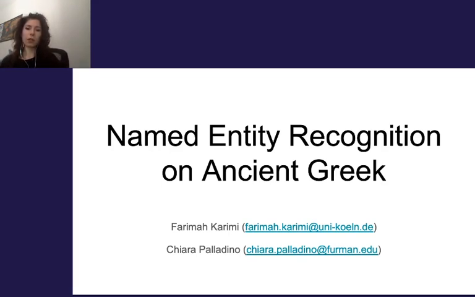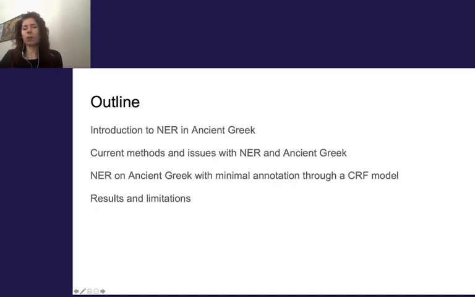entity recognition, specifically for what concerns ancient Greek, the language, and I want to illustrate some of the current methods that are used to perform named entity recognition in this field, which, as you will see, is a bit more peculiar than modern languages in general. And then Farimah will introduce the methodology that we have adopted to perform the entity recognition in a different way on a minimally annotated corpus with a CRF model. And then finally, we will discuss briefly the results and the limitations of that.